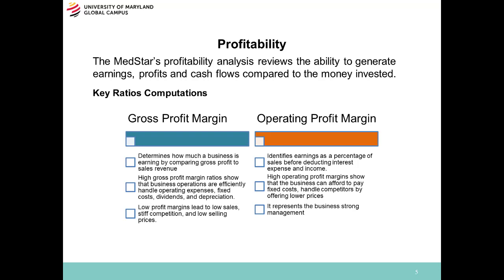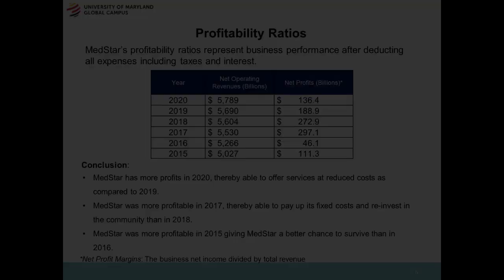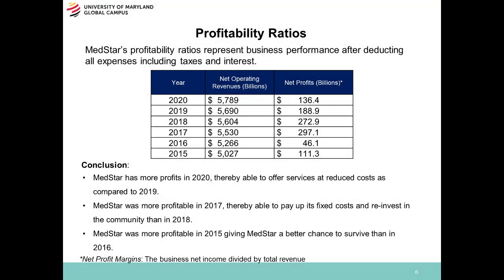MedStar's net patient service revenue comprises hospital inpatient, outpatient services, physician services, and other patient service revenues, which are determined in the performance period certified under the contracts by transferring services to customers. As seen in the table summary, MedStar has net profits of $136.4 billion in 2020, enabling it to offer services at reduced costs as compared to 2019.